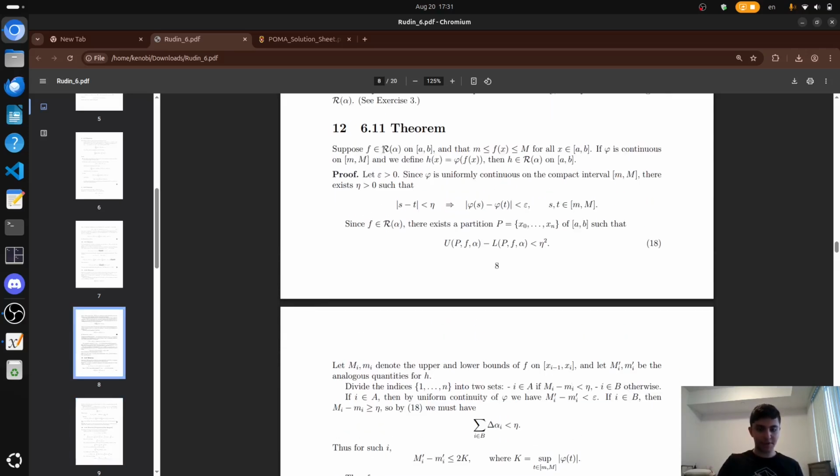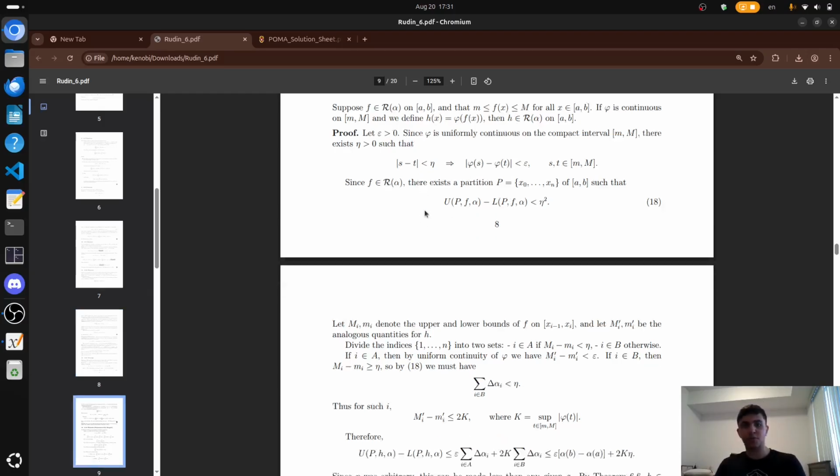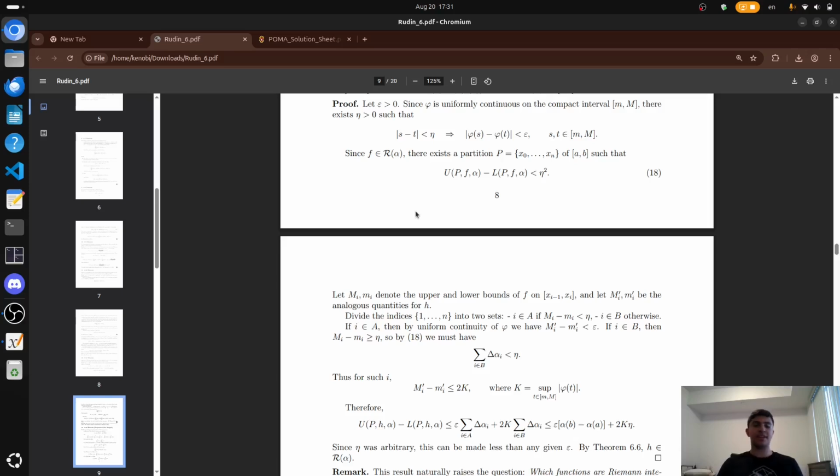Now we have the following theorem. Suppose f is in R alpha on AB and m is less than or equal to f of x is less than or equal to M for all x in AB. If phi is continuous on m to M capital, and we define h of x is equal to phi of f of x, then h is in R alpha on AB. Okay. So let's read the proof for this, and then I'll explain the strategy.